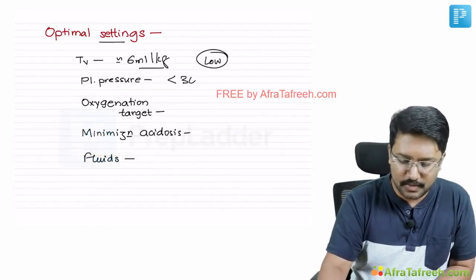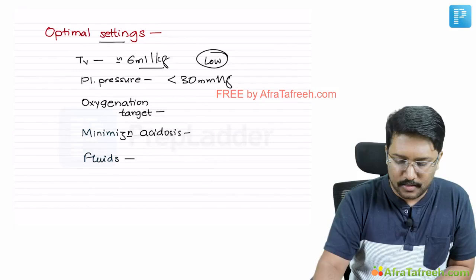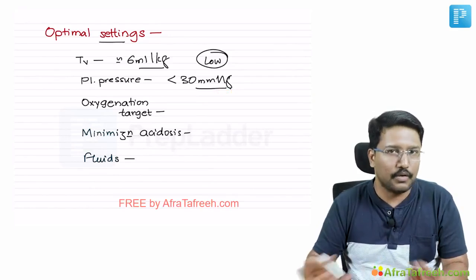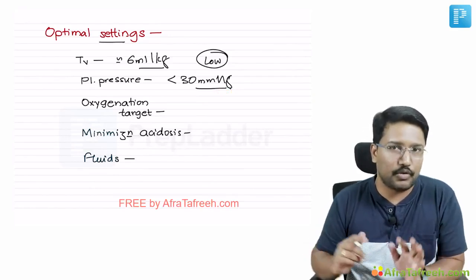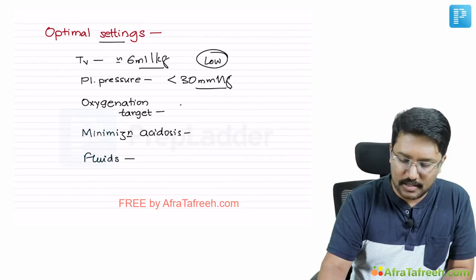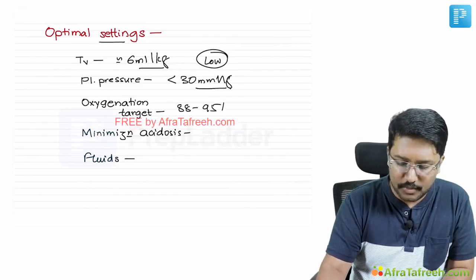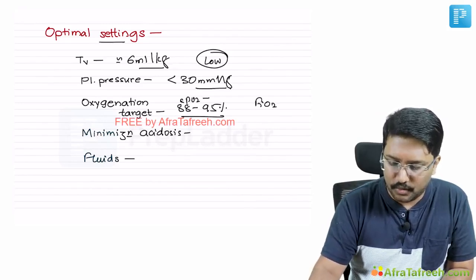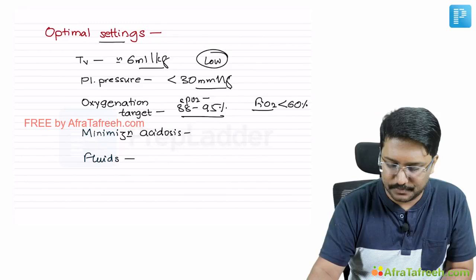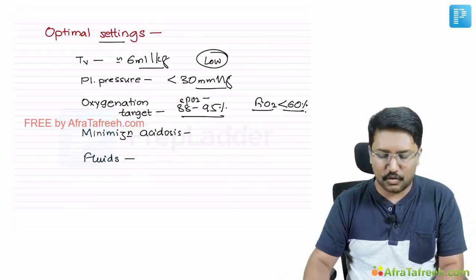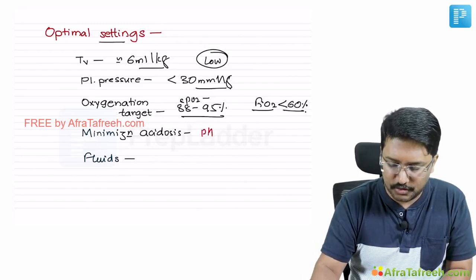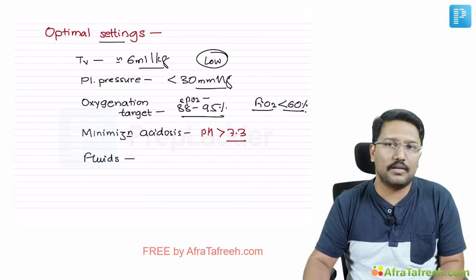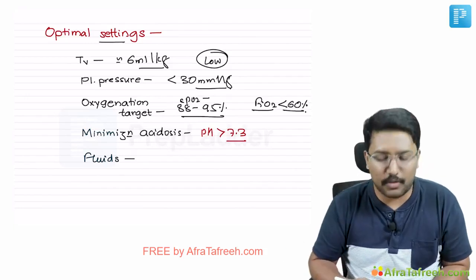Plateau pressure should be less than 30 millimeters of mercury, because anyway we are talking about low tidal volume, and with that we should be trying for a lower plateau pressure. If the plateau pressure is higher, again you need to play with your other ventilatory settings. Oxygen target 88 to 95% of SpO2, that's our target, and in terms of FiO2 we want to keep it less than 60%. Okay, now your strategy should also minimize acidosis, so pH should be more than 7.3. If less than that, that means there is ongoing acidosis and that can impair your metabolic functions.